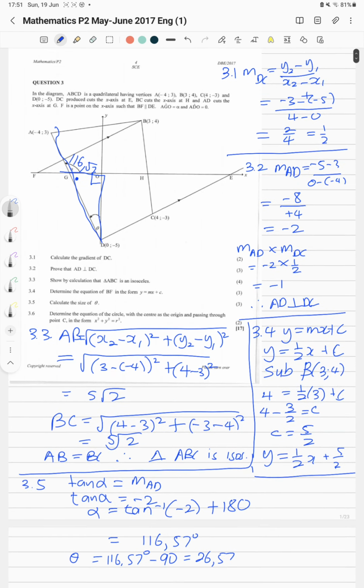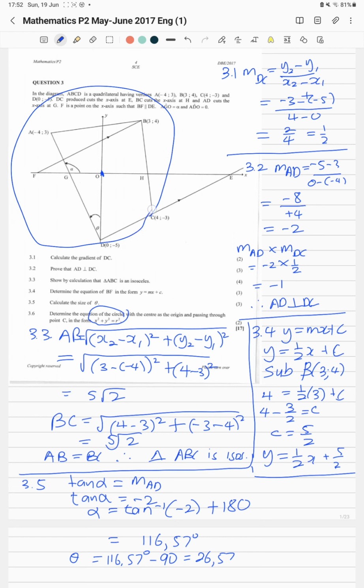Let me clean up the diagram because we need to illustrate for the next question as well. Right, in 3.6, determine the equation of the circle with center as the origin and passing through C in the form of x squared plus y squared equals r squared. This equation here is for any circle with its center at the origin. So with its center as origin, passing through the point C would look like that. We don't know if it's going to any other point. We can't be sure, but it's definitely going through C. So C will help us to get that radius. Okay, let's undo all that we messed up in the diagram and get back to the answer.